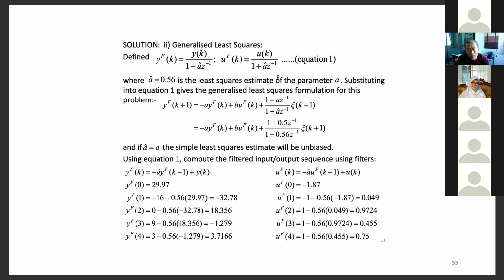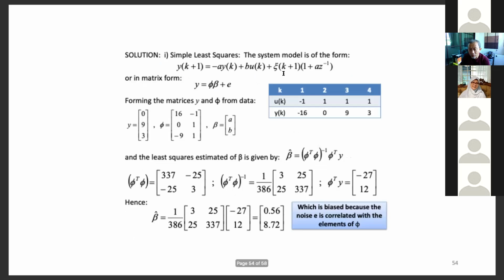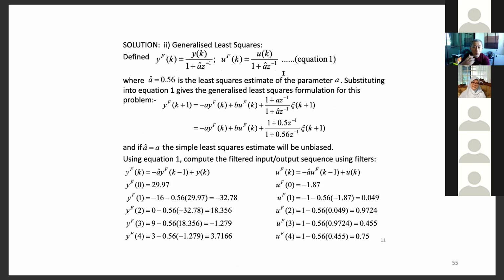So this one also uses 0.56, the value that we obtained from part 1. So part 1 must be used. a cap is the least square estimate of parameter A. Then you substitute into equation 1, giving the generalized least square formulation, which becomes y filtering k plus 1 equals minus a y f k plus b u of k plus the noise part here. Then you simplify, so it will become like this.